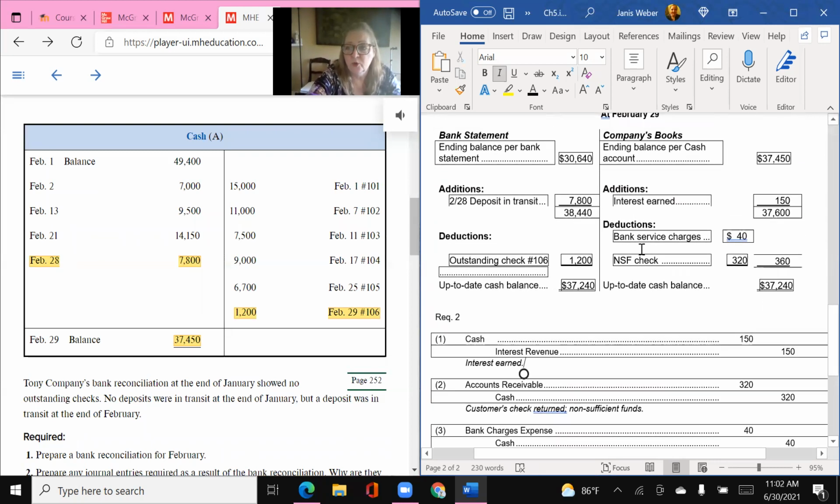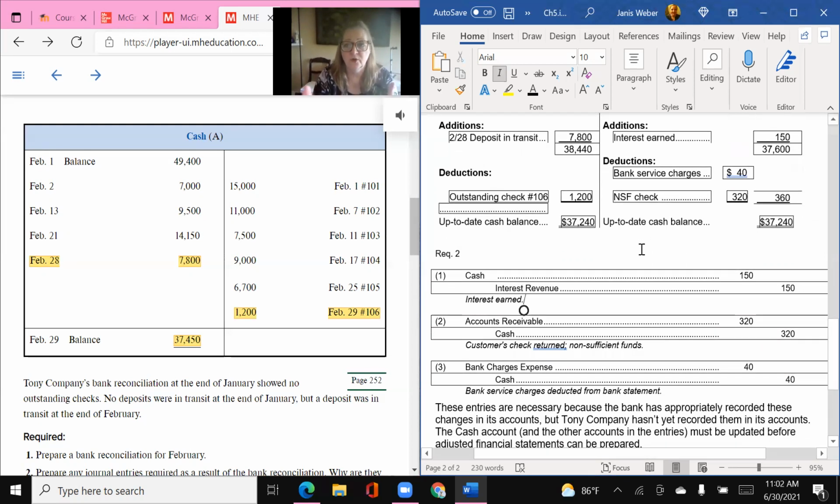Okay, so to record these things that we adjusted on the book side, we need an entry to record the interest earned, which is a debit to cash, a credit to interest revenue. That's what this first entry is. Then we need to record those deductions that we hadn't known about before. For the bank service charge, that's number 3, we're going to debit bank service charges or bank fees or whatever you want to call it. And we're going to credit cash for the $40.